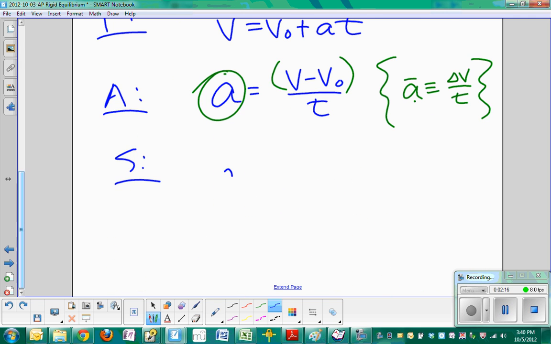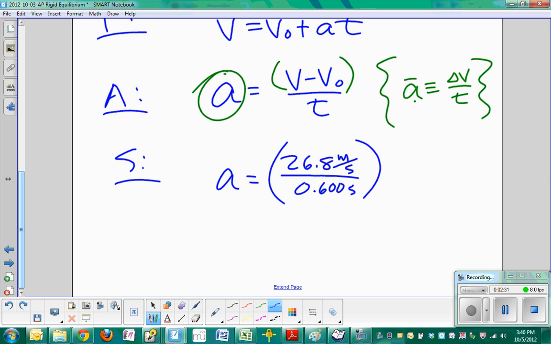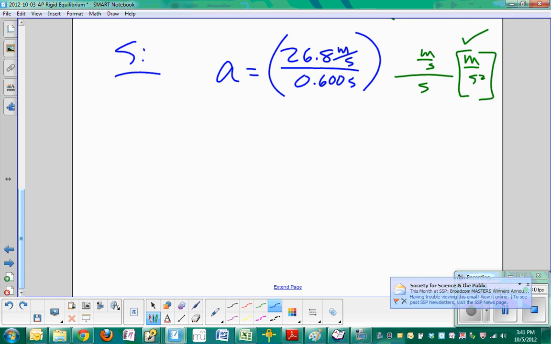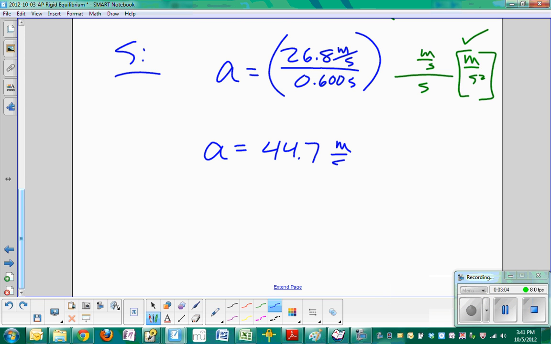So acceleration is going to be 26.8 meters per second minus 0 divided by our time, 0.600 seconds. All right, and meters per second divided by seconds is going to be equal to meters per second squared, which is what we want for an acceleration. All right, so dimensionally, our construction seems sound, so we'll go with that. All right, so 26.8 divided by 0.600 gives us acceleration is equal to 44.7 meters per second squared.